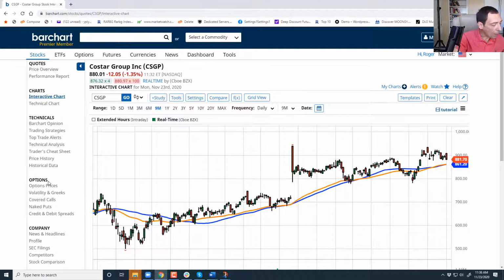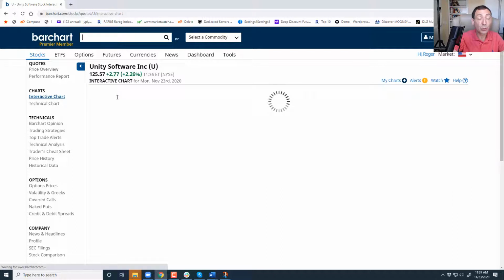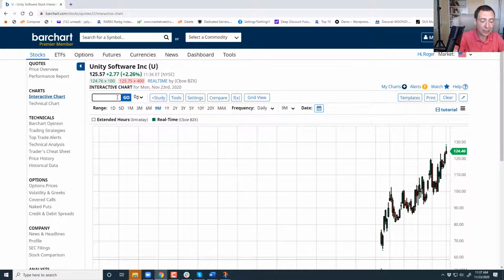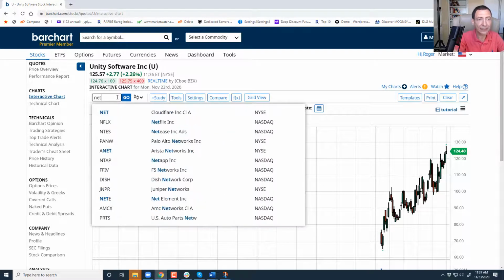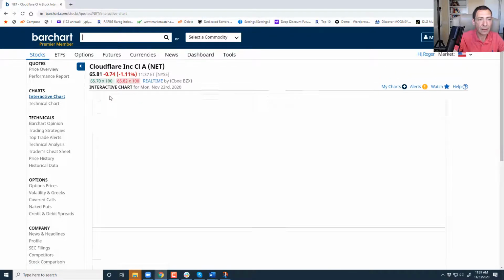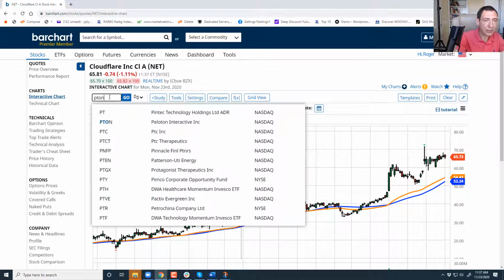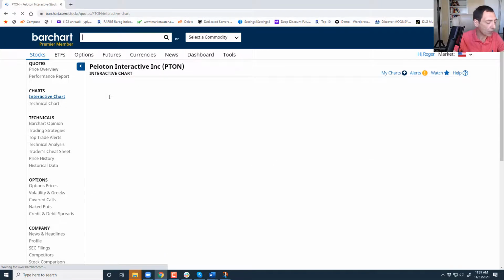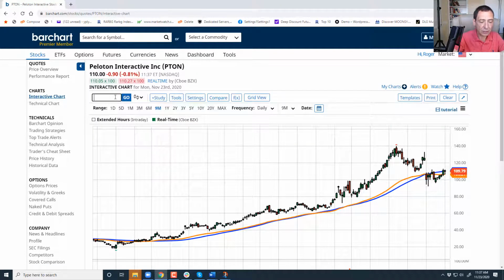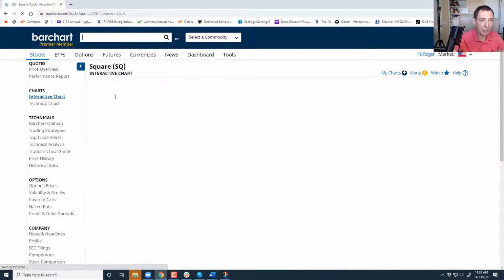So what do I make out of this? Well, out of all the stocks, here are some stocks that you should focus on. Write this down. First is Unity. These are new stocks that are being accumulated by funds. They have not been on the radar till now. Some of them have been on my radar. Like for example, Net. This one has been on my radar. Peloton has definitely been on my radar. Square has definitely been on my radar.